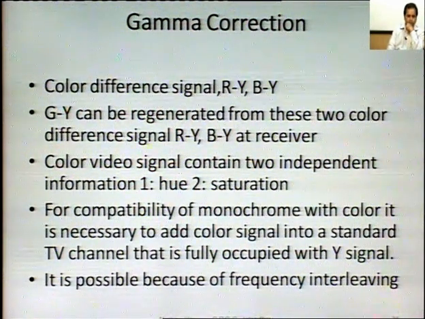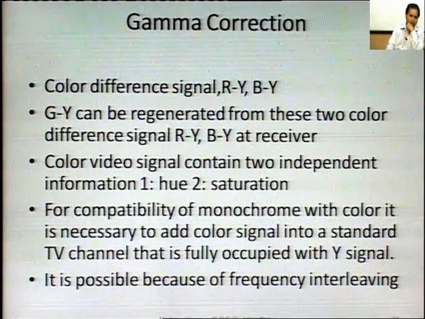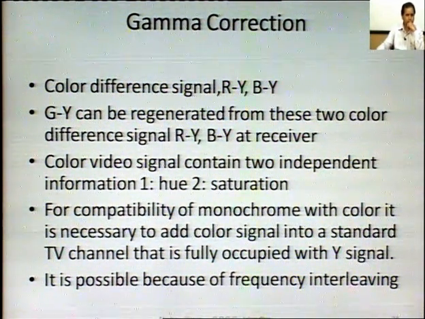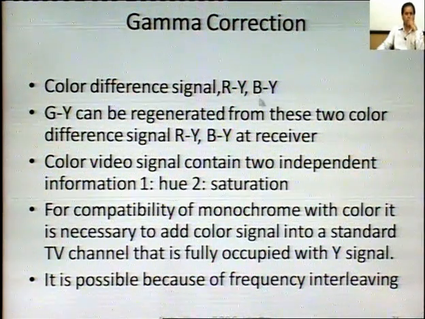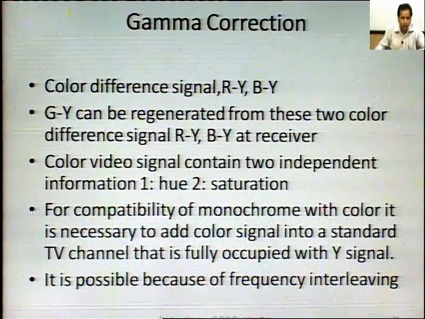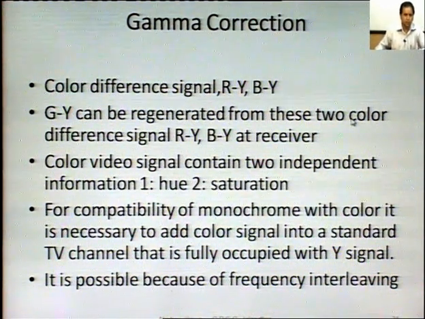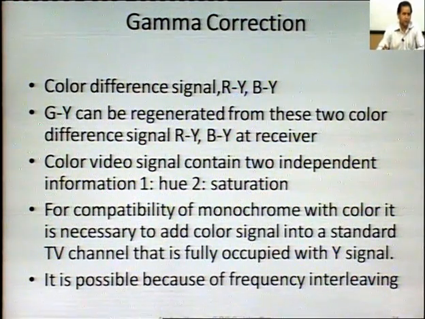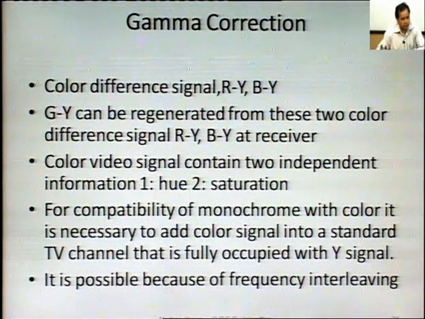Gamma correction, color difference signals R minus Y and B minus Y, this is the subtractive mixing. The color difference signal means how much the green, or red, or blue is being diluted. It can be regenerated from these two color difference signals, R minus Y and B minus Y, at the receiver. A color video signal contains two independent pieces of information, hue and saturation.